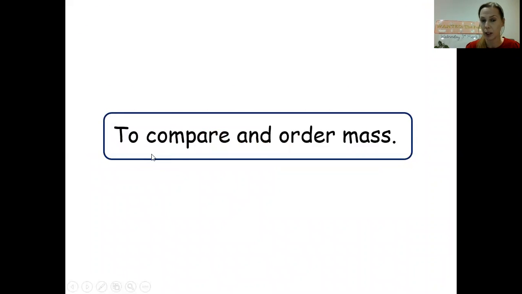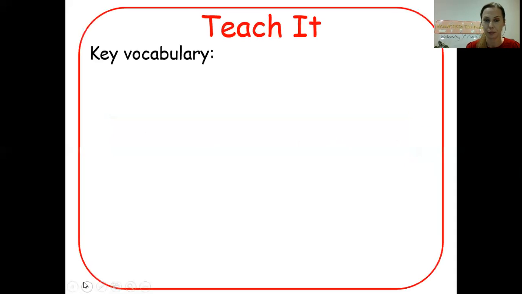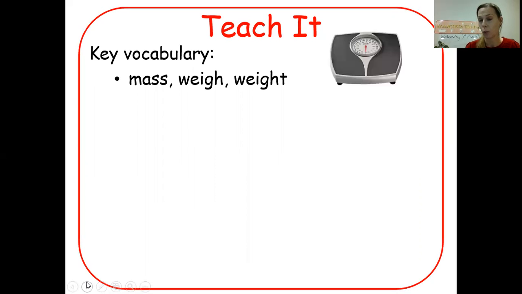Okay, here's our objective. We're learning to compare and order mass. Our key vocabulary is mass, weigh, and weight. Remember, your mass is how much matter something is made up of. And then you can weigh or look at the weight of something using scales.